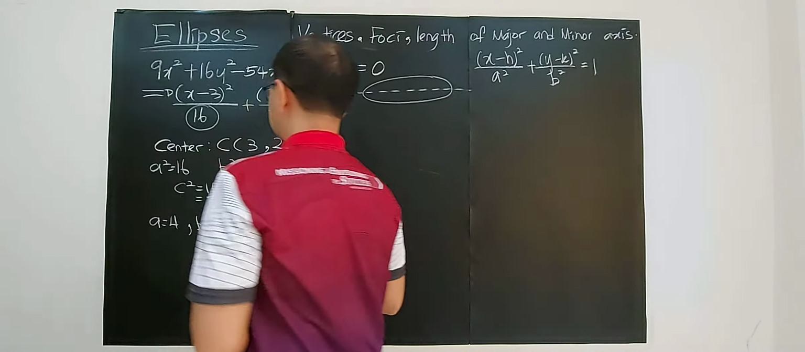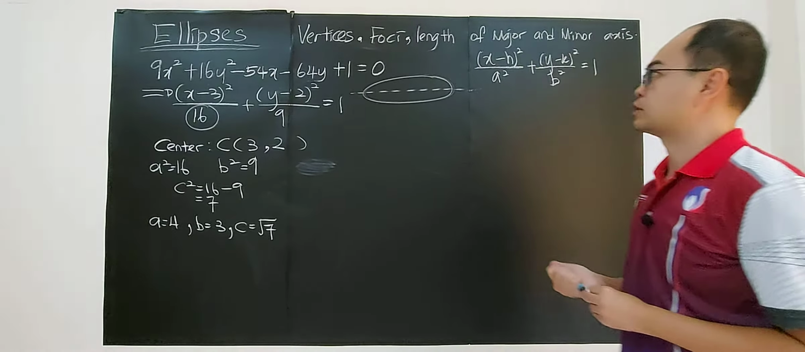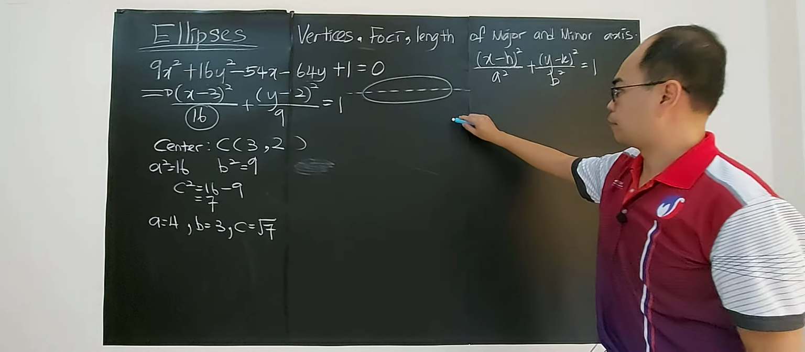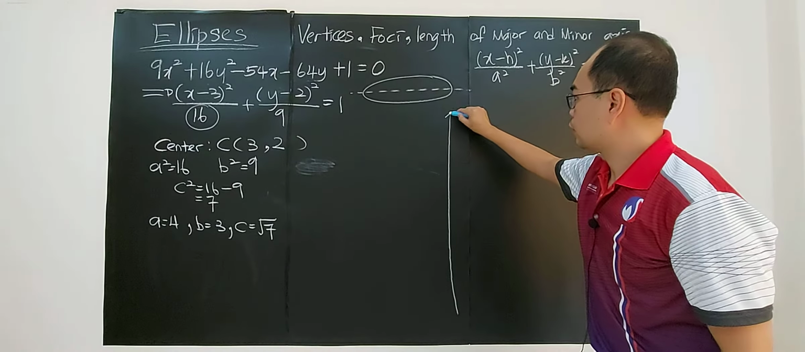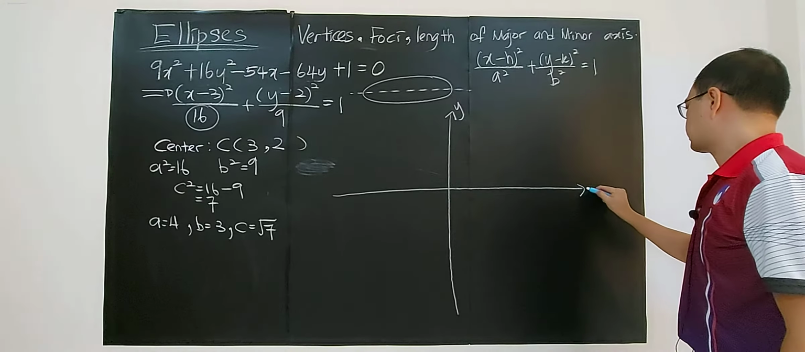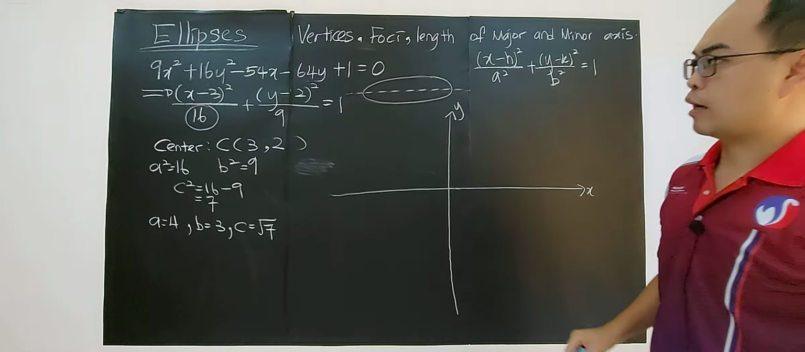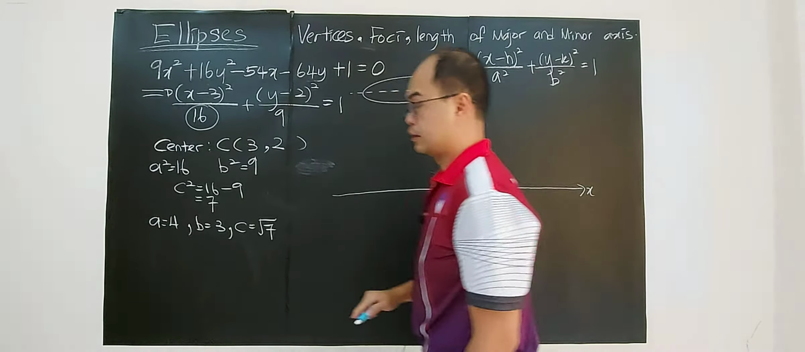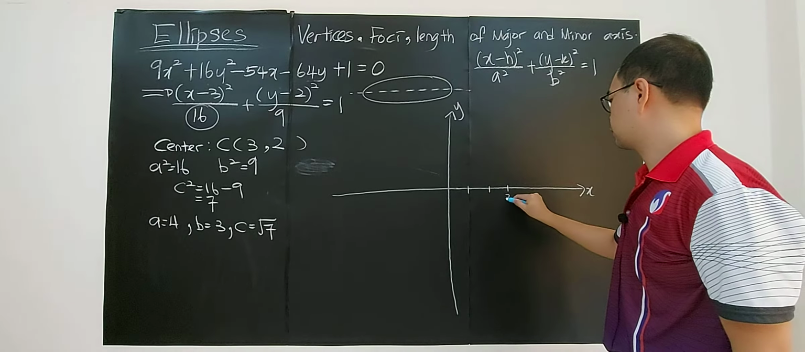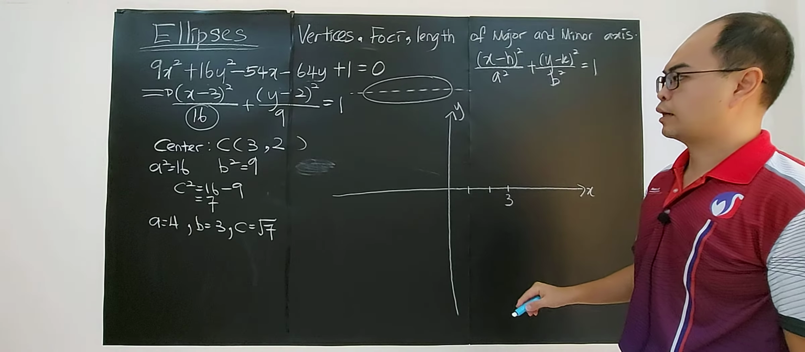So we can start sketching the graph and identify all the vertices, the foci, and the lengths of the major and minor axes here. Okay, we have y, we have x. At first we locate the center. The center will be at 1, 2, 3, right? 3 and 2.